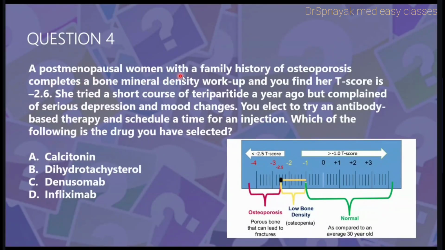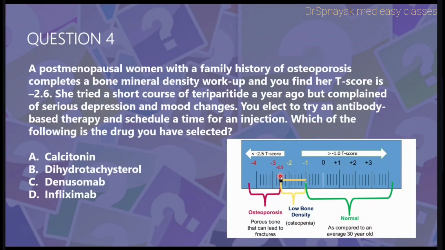A postmenopausal woman with a family history of osteoporosis completes a bone mineral density workup and you find her T-score is minus 2.6. So let's learn a little brief about the T-score. I have a scale here. As we can see, the normal range is more than -1, so a T-score above -1 is considered normal. Low bone density is the range of -1 to -2.5.